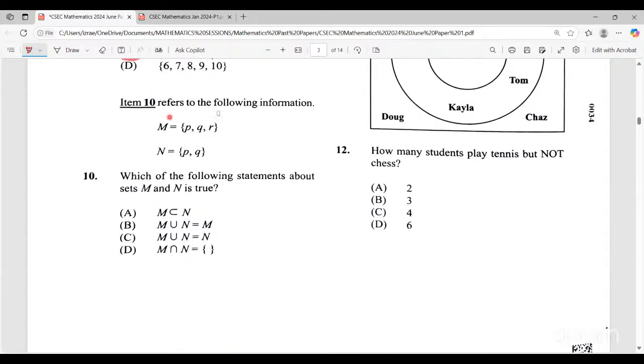Number 10 refers to the following information. Set M is PQR, set N is PQ. Which of the following statements about M and N is true? Now, if you notice, if you bring them together, if you have a union between them, you'll basically get back M. So M union N will give you back M. All right, if you bring them together, you will get back PQR, which is actually M. So that's B as in bat.